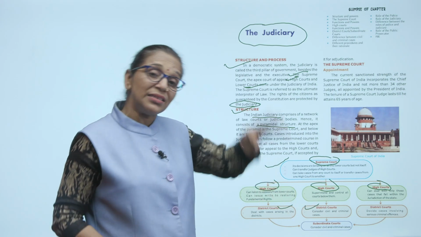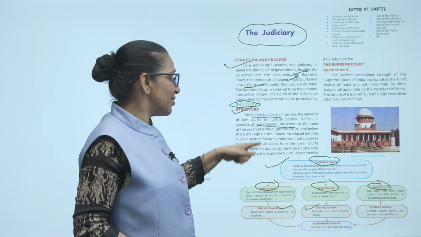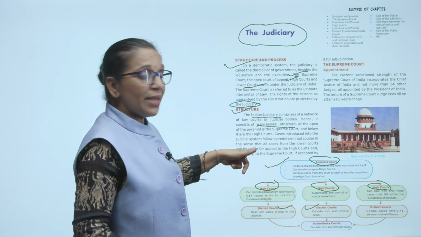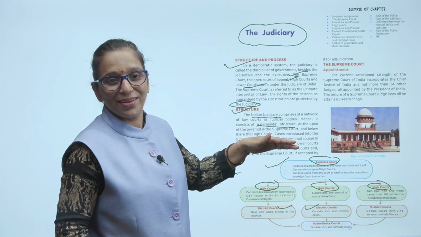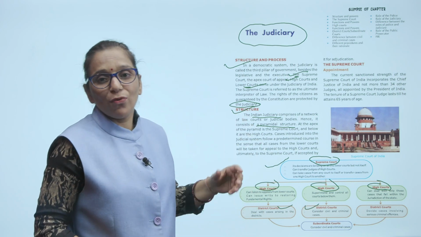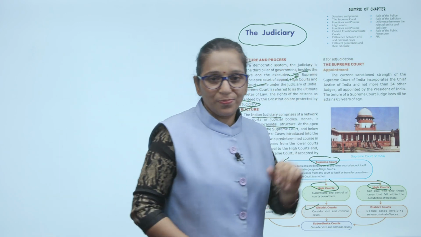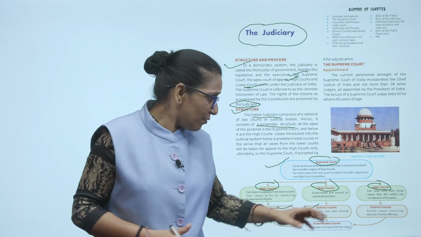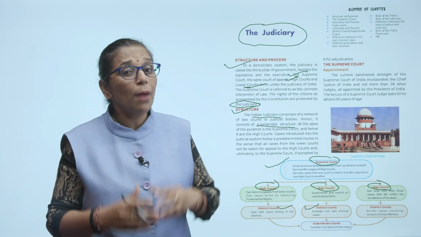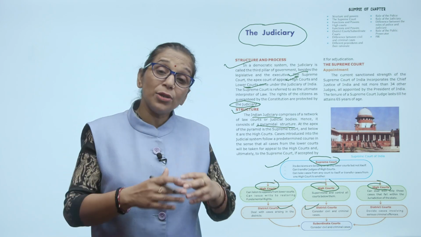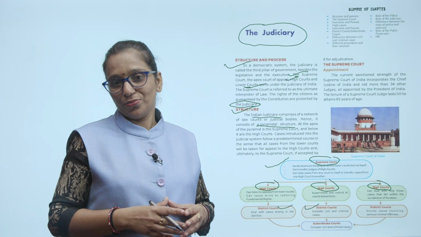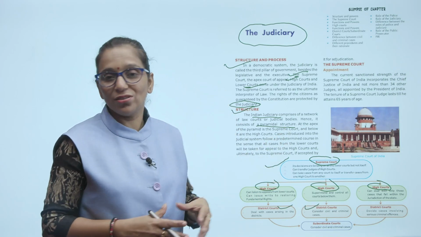They follow a predetermined course in the sense that all cases from the lower court will be taken for appeal to the higher court and ultimately to the Supreme Court if it is accepted for adjudication. Means if you have filed a case in the lower court and you are not satisfied with the judgment of the lower court, then you can appeal to the High Court. And then again if you are not satisfied with the judgment of the High Court, then you can move to the Supreme Court also. That is the chain of the judiciary system of India.